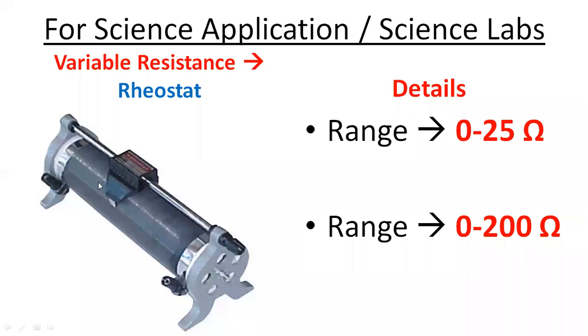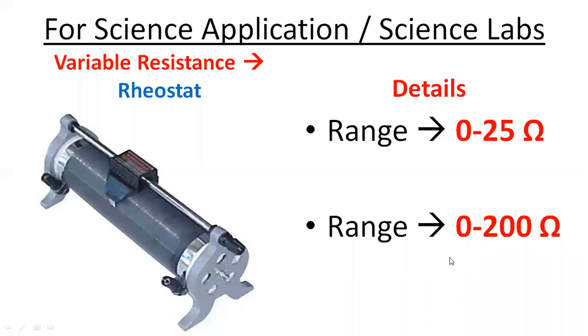What is the meaning of rheostat? That this device is having variable resistance. So if you go to the market and ask that you want to buy a rheostat, he will say that we have a range. If he says that we have a rheostat which has a range of 0 to 25 ohm, that means by using this rheostat, the minimum value possible is 0 ohm and the maximum value possible is 25 ohm. And if he says that we also have another rheostat having the range of 0 to 200, that means it's a bigger kind of rheostat. My minimum value is 0, maximum value is 200.